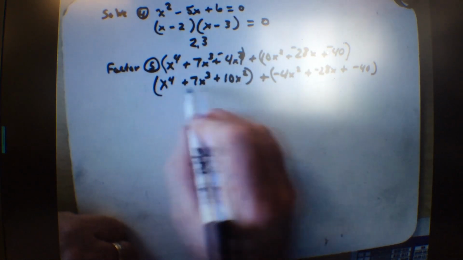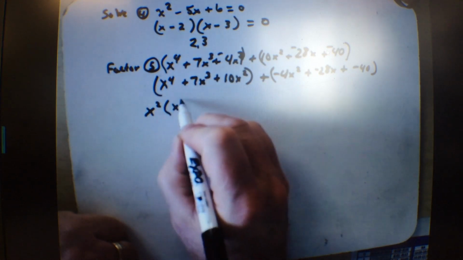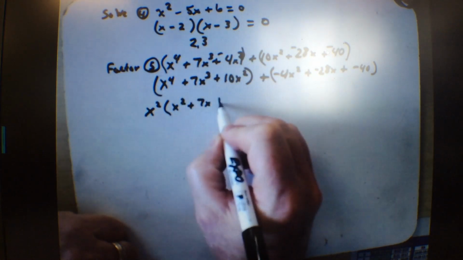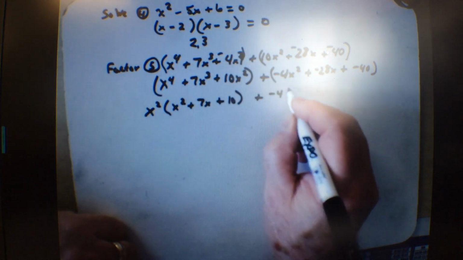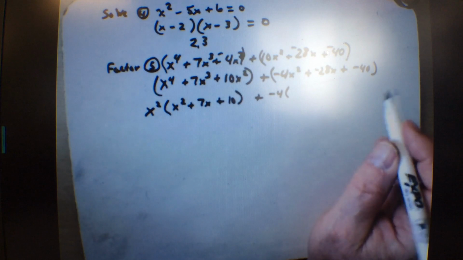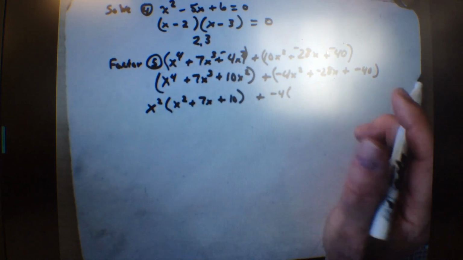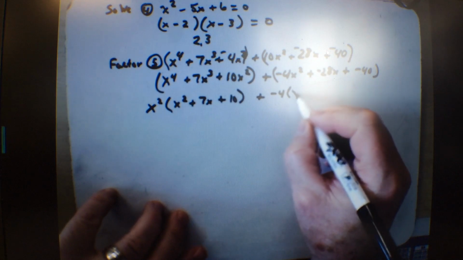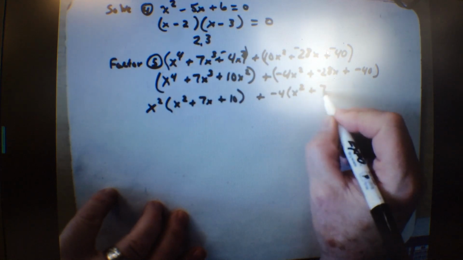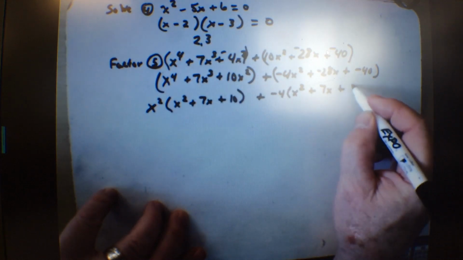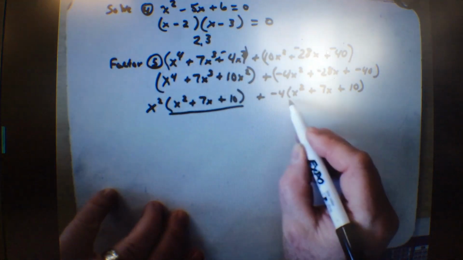Okay, so what do I factor out here? x squared. So that leaves x squared plus 7x plus 10, correct? But I'm going to factor a negative 4 out of this one. Why would I do that? Because they're all negative, and it makes it easier to factor if they're all positive once I take it out. Because this will be x squared plus 7x plus 10. What do you notice here, guys? They're the same.